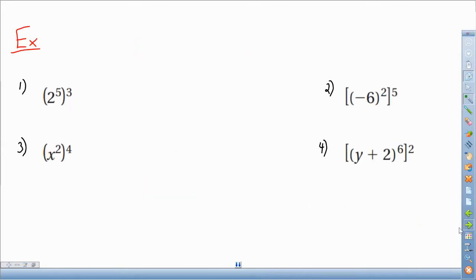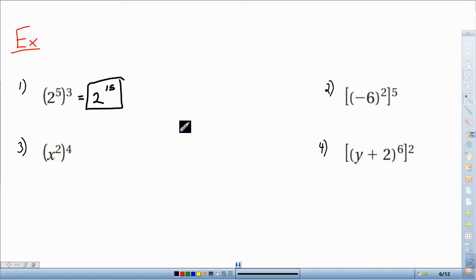Let's try it out. Go ahead, get these 4 examples here, and we'll try them out. Taking a look at number 1, we have 2 to the power of 5 to the power of 3, power of a power. We know we're going to multiply those together. So we're going to get 2 to the power of 5 times 3, 2 to the power of 15. So easy enough.